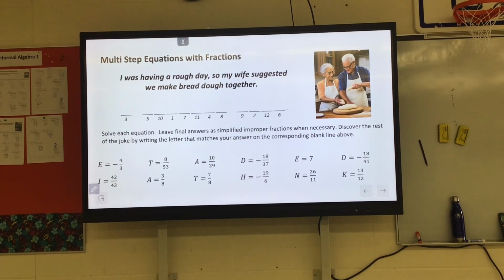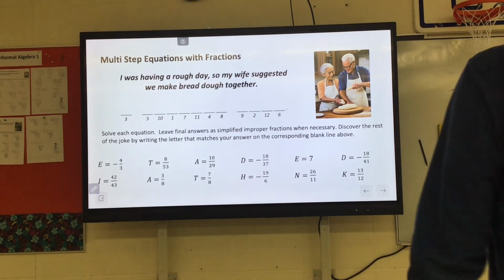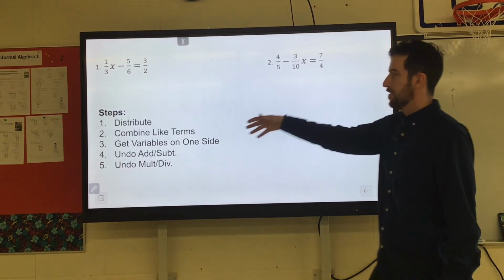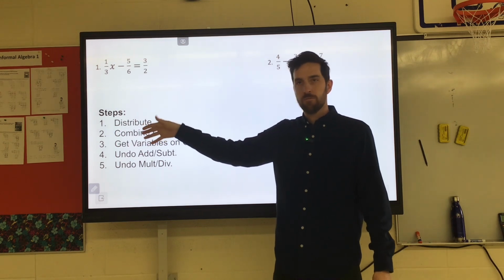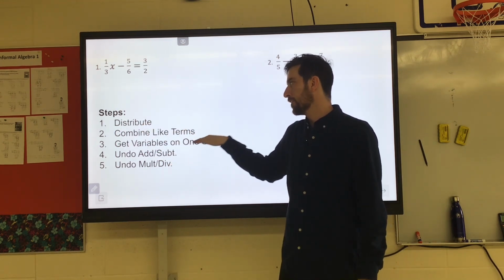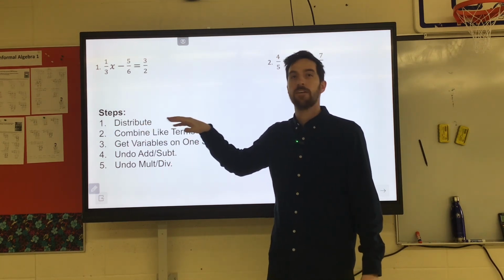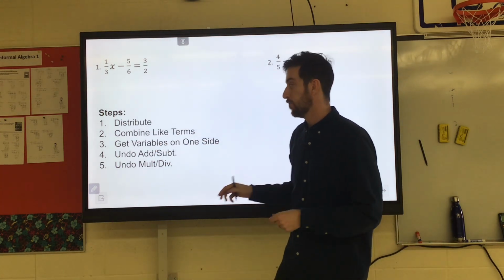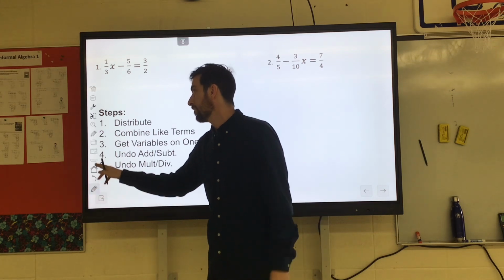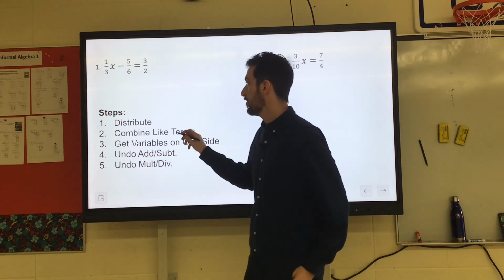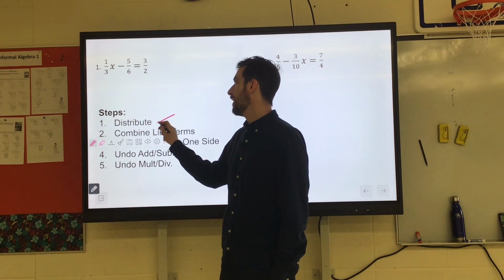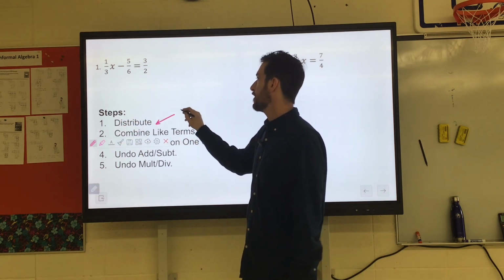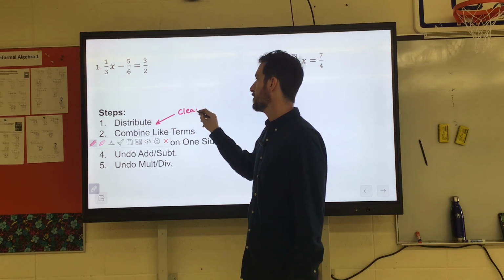We're solving multi-step equations with fractions. All right. So the steps are here. You've had these all week. Distribute, combine like terms, get variables together, undo addition and subtraction, undo multiplication and division. We're going to add in the clearing of fractions, which for us will happen right after step one. After we distribute, you're going to clear fractions.